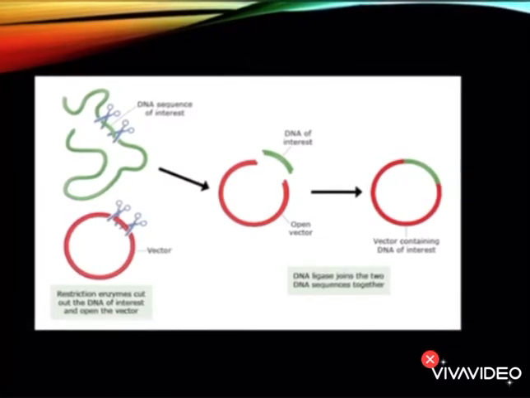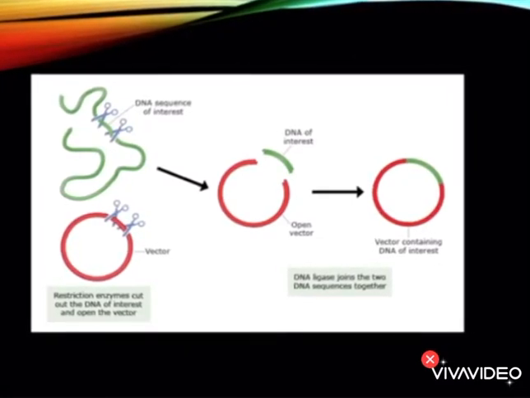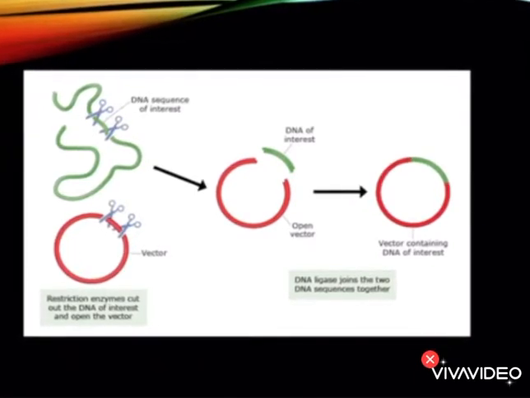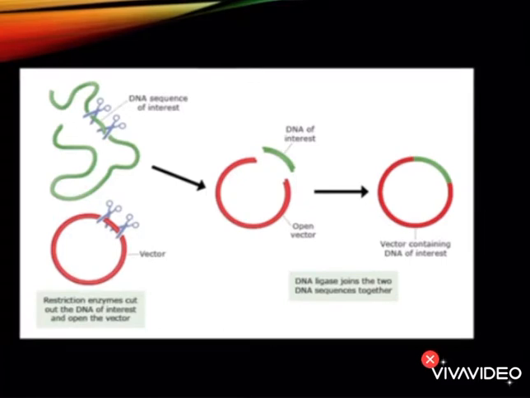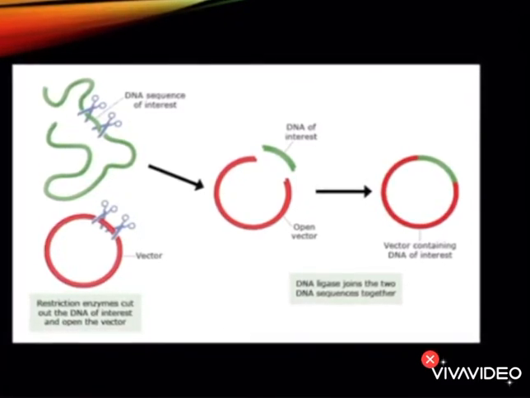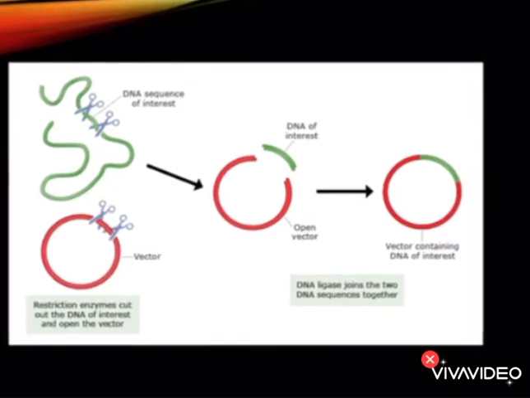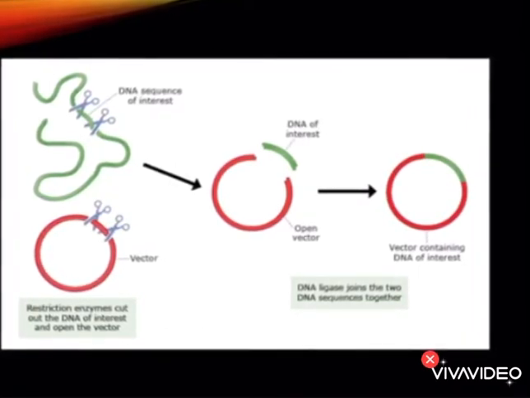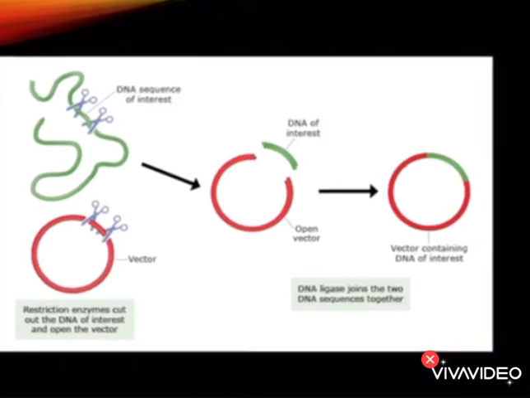Here we have the DNA sequence of interest, and restriction enzymes cut out the DNA of interest and open the vector. Then DNA ligase joins the two DNA sequences together, giving a vector containing the DNA of interest, as you can see in the steps and the arrows where they point to each step.